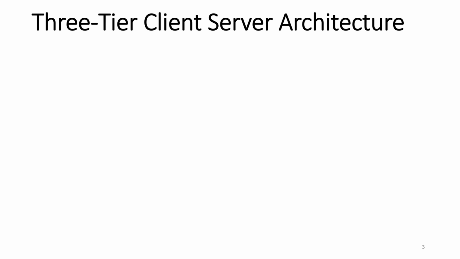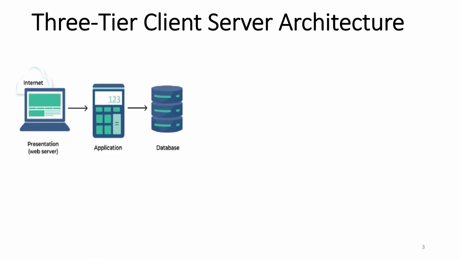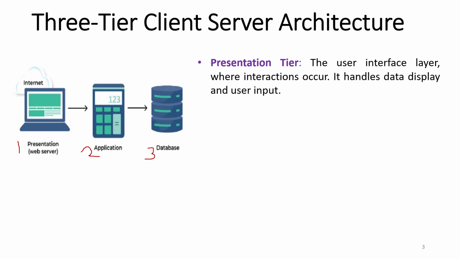What about the three-tier client-server architecture? So here we have three different layers, three different components. The first one is the presentation tier. We can also call it the web server tier. Then the second one is the application tier, and the third one is the database. Sometimes we call them the presentation tier, application tier, and database tier, the data tier. So this is the simple representation of three-tier.